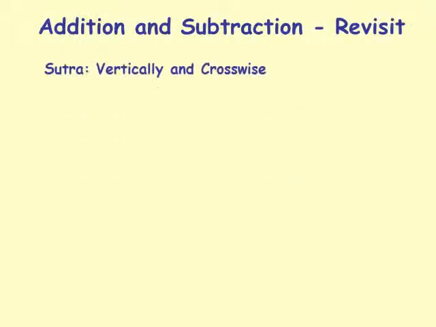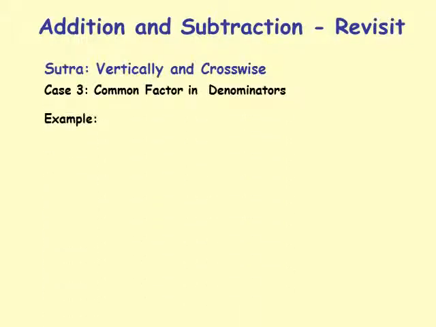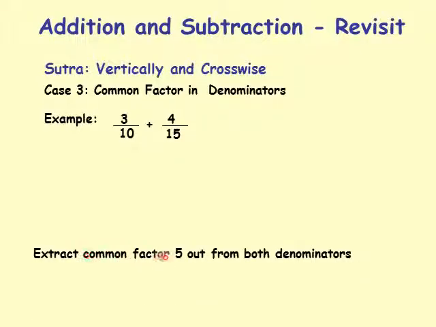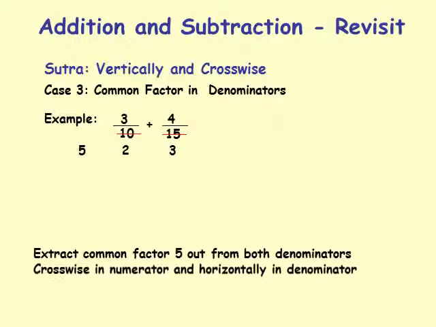So let's revisit this example here. Common factor in the denominator. Okay. So with 3 by 10, what do we do now? We extract our common factor 5 we discussed before from the denominators. So take our common factor 5 from 10. 10 becomes 2. When we take the factor 5 out from 15, 15 becomes 3.